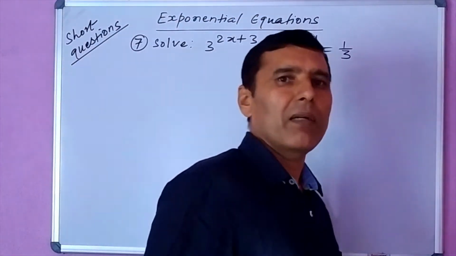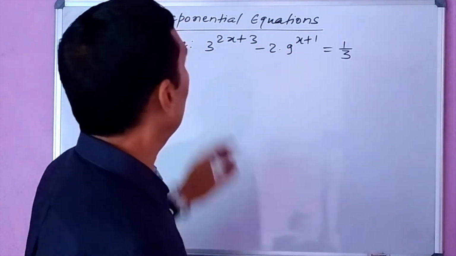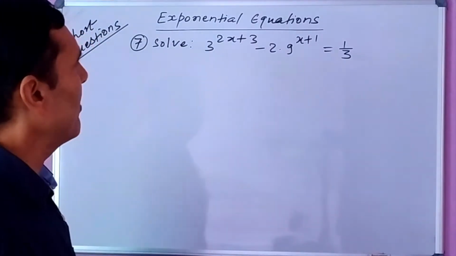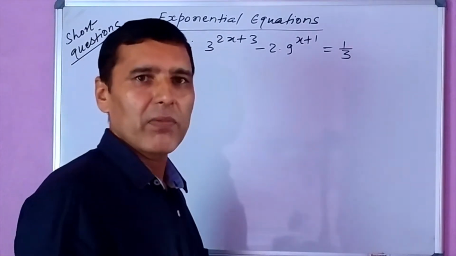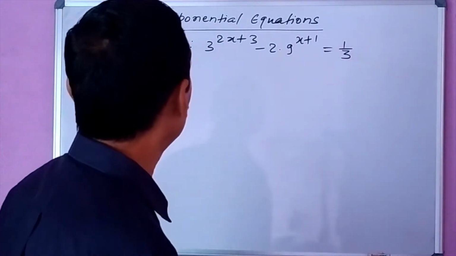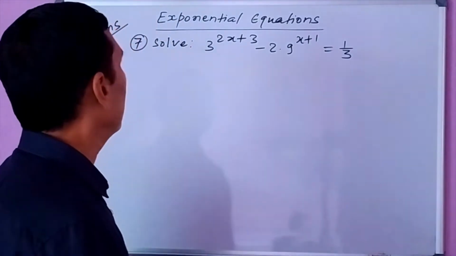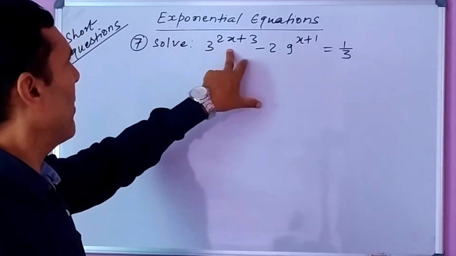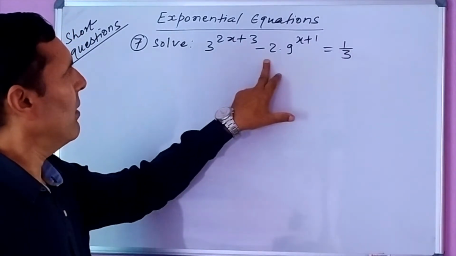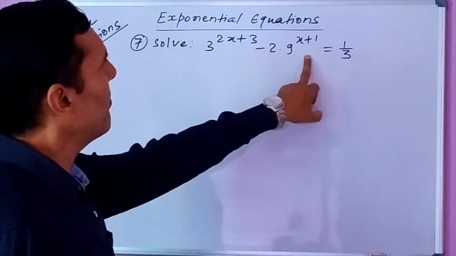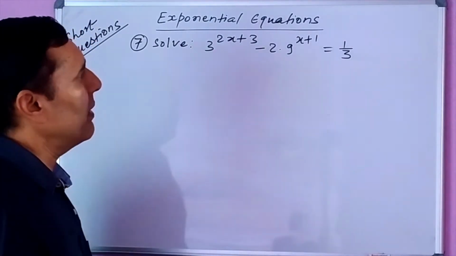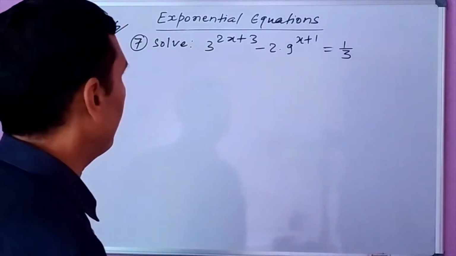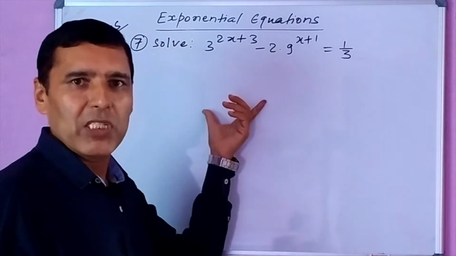Everyone, we are solving the short questions from exponential equations. In the previous class, we solved the questions up to number 6, short questions. Now we have question number 7. Our question number 7 is like this: 3 to the power 2x plus 3 minus 2 times 9 to the power x plus 1 is equal to 1 upon 3. So we have to solve this equation here.